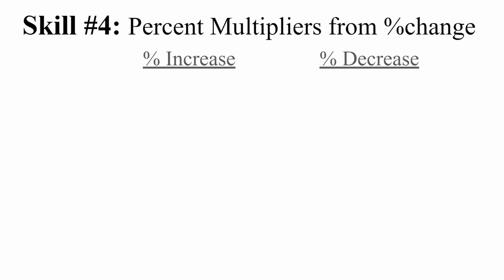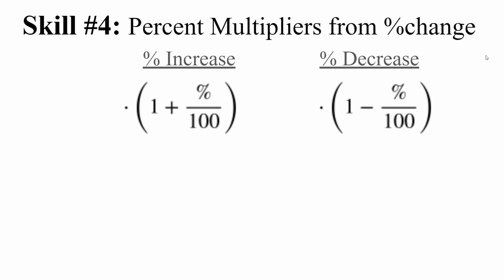So we have to find what's called a percent multiplier given a percent increase or percent decrease. The percent multiplier is just the number you're going to multiply a value by to apply a percent change. To figure out the multiplier for a percent increase, you do 1 plus the decimal, so 1 plus percent divided by 100. And for a decrease, we do 1 minus the percent divided by 100, so 1 minus the decimal.